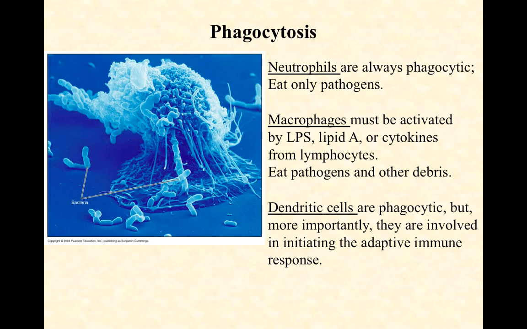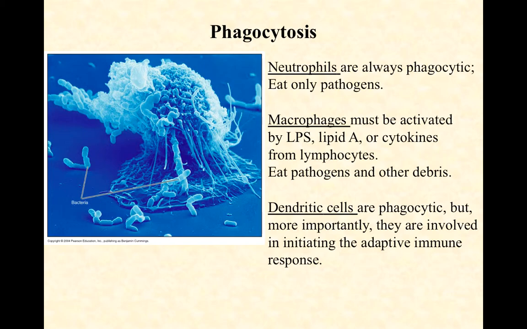The third category of phagocytic cells are not white blood cells. In fact, they have nothing to do with the blood at all. These are dendritic cells, phagocytic. More importantly, they are involved in initiating the adaptive immune response. So in a couple videos from now, we're going to be talking about our adaptive immunity, which is really the third line of defense that only gets activated if the first two lines of defense have been breached.